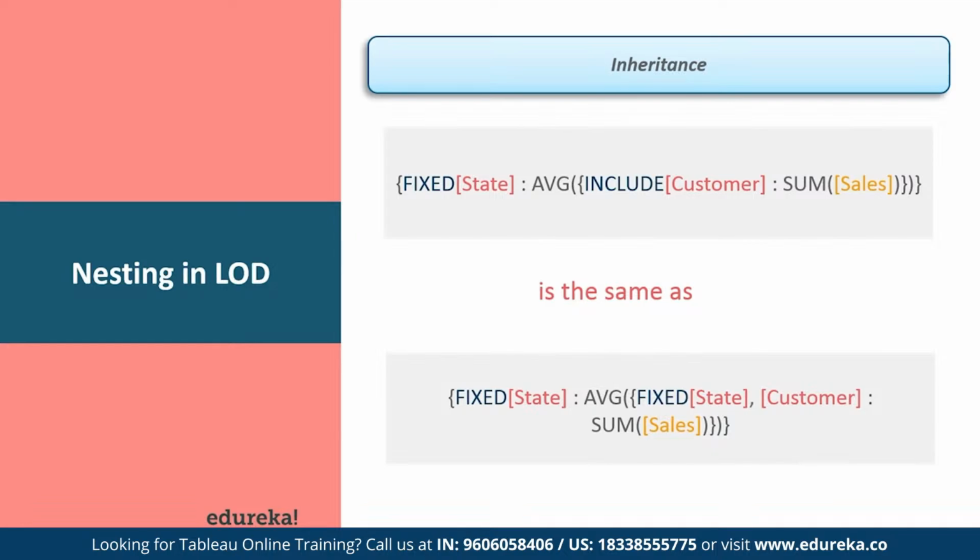In the first one, I am doing a fixed state and nested calculation. I'm saying include customer, and include, as you all know, inherits from its surroundings. If you build it by dragging and dropping by itself, it will inherit from the parent calculation, so it will include the state. It will do the same thing as writing state, customer instead of it, and it won't be impacted by filters because the parent is a fixed calculation.